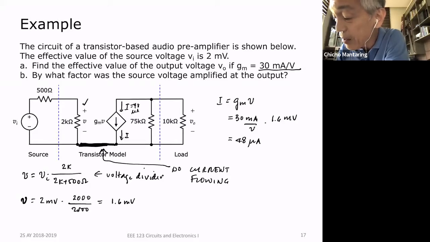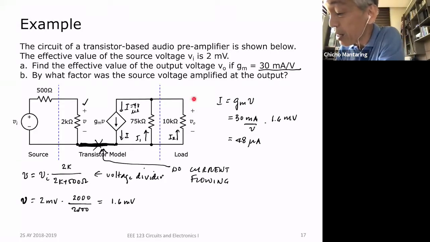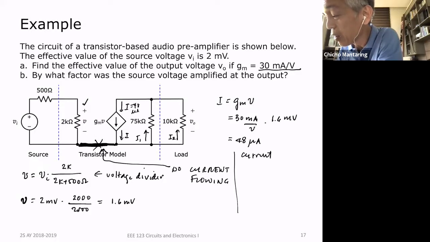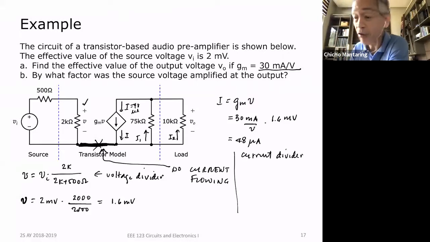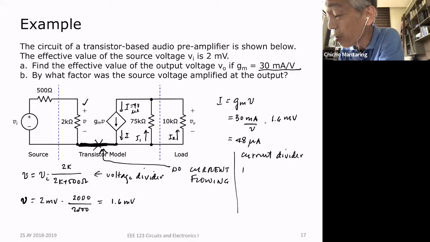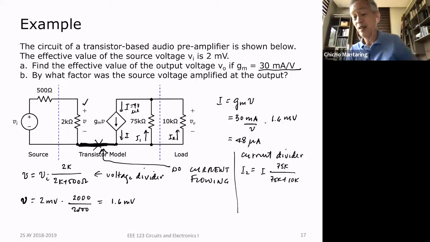So all of this current I will be divided into these two resistors. Let's call this I1 and let's call this I2. Dito walang dadaan dyan. So now here, we can use current division. So using current divider, and then for the special case of two resistances in parallel, I have I2 is equal to I multiplied by 75K divided by 75K plus 10K. And I know that I is, sorry, not 1.6, I is 48 microamperes. So what will I2 be equal to?